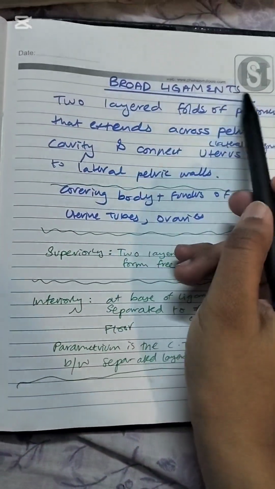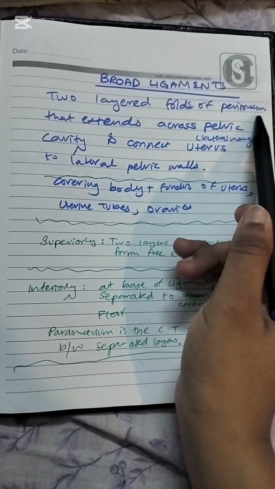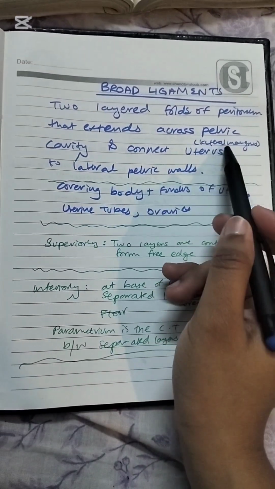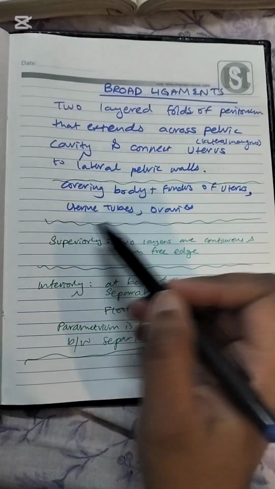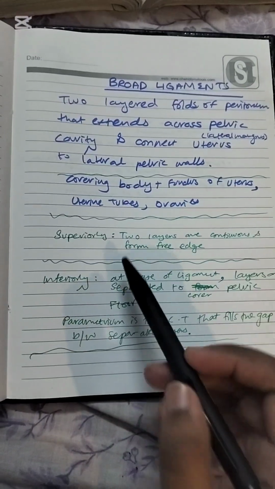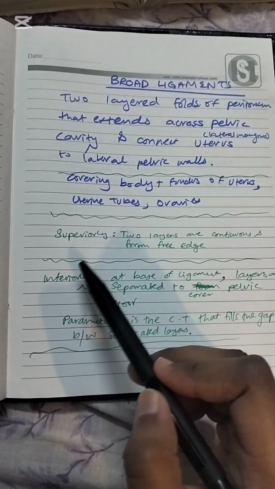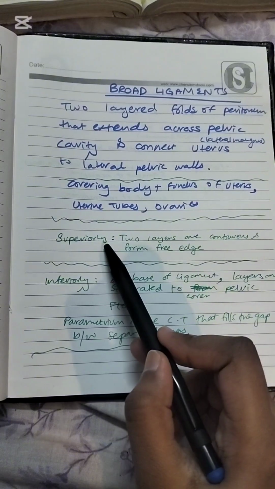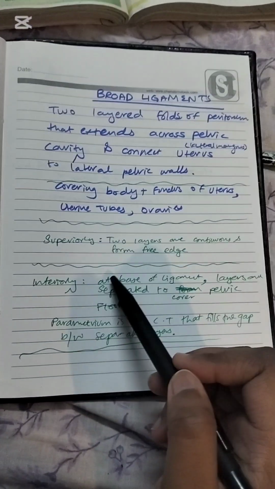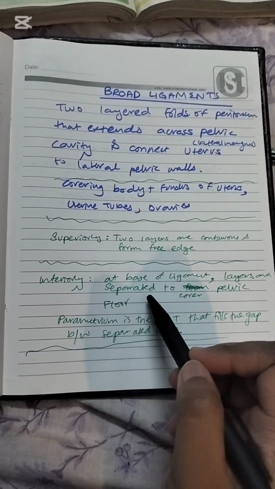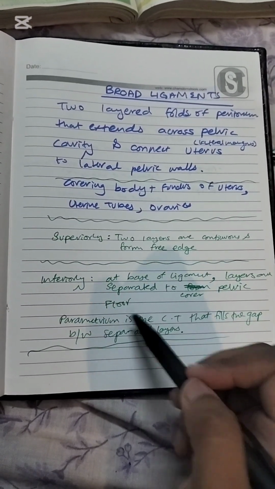Now let's talk about the broad ligaments. Broad ligaments are two-layered folds of peritoneum that extend across the pelvic cavity and connect the lateral margin of the uterus to the lateral pelvic walls. They cover the body and the fundus of the uterus, uterine tubes, and ovaries. So let's talk about their relations. We have a superior relation and an inferior relation. Superiorly, the two layers are continuous to form a free edge, and inferiorly, at the base of the ligament, the layers separate to cover the pelvic floor.